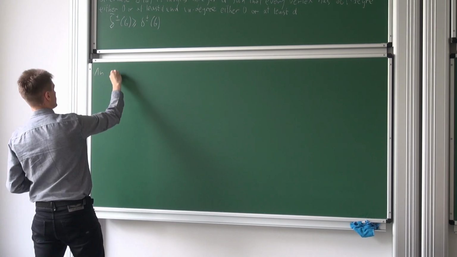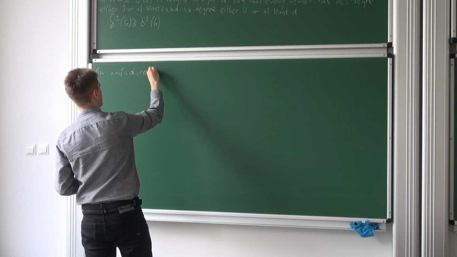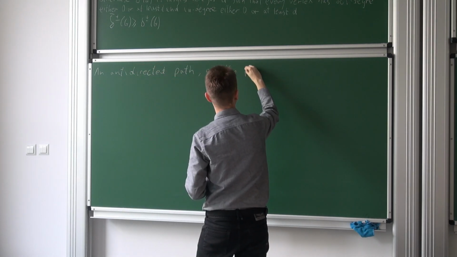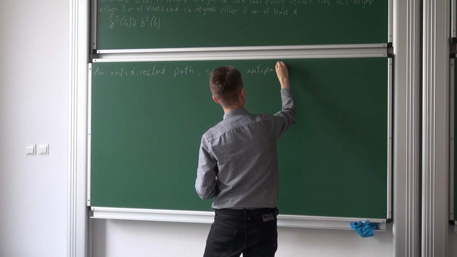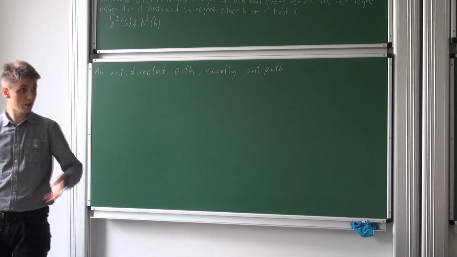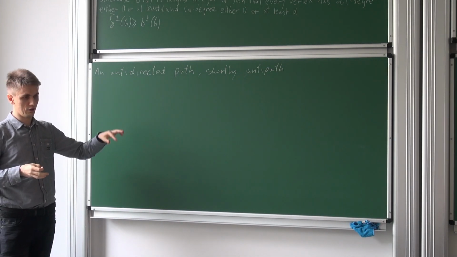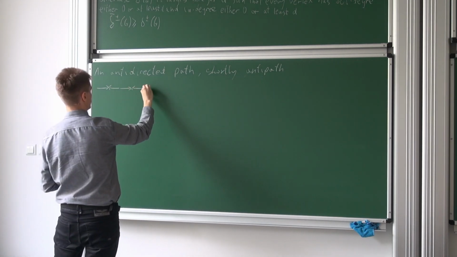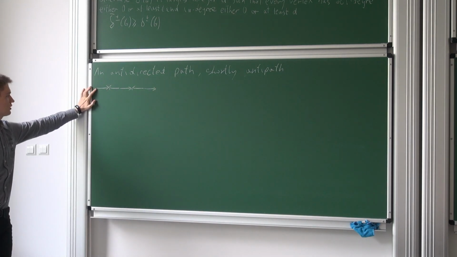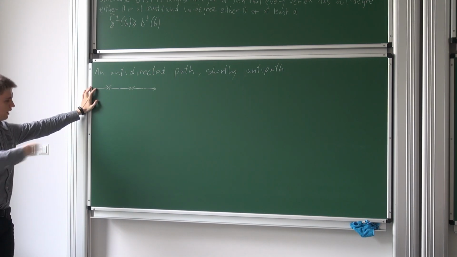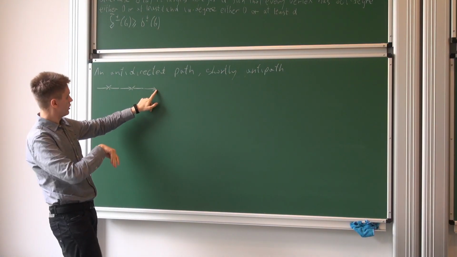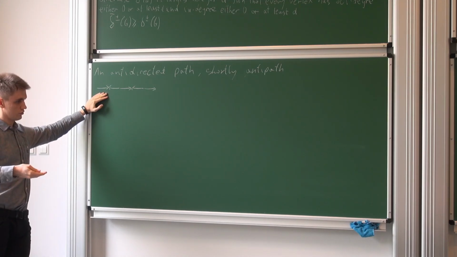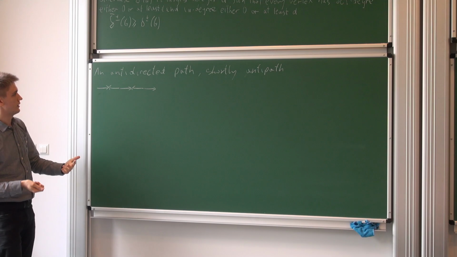Okay, and then an antidirected path, shortly antipath, is an oriented path such that each vertex has either 0 out degree or 0 in degree. For example, one vertex has out degree 1 and in degree 0. This vertex has in degree 1 and out degree 0, and other vertices have either out degree 2 and in degree 0, or in degree 2 and out degree 0, yes?